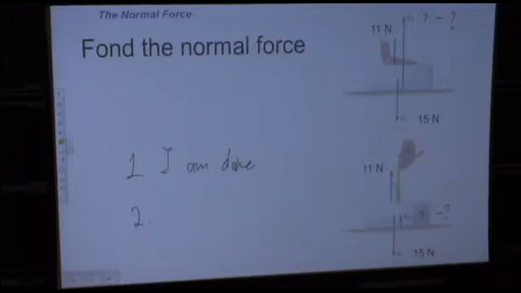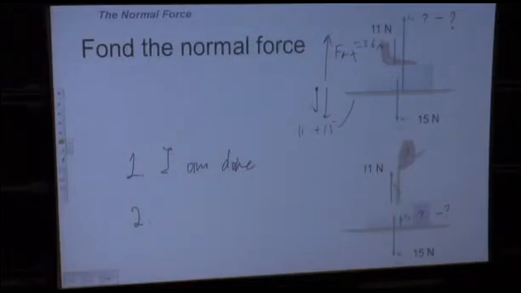This is a standard equilibrium situation. In equilibrium, the net force must be equal to 0, which means forces must cancel each other out. So we have two forces pointing down, and one force pointing up must cancel these forces out. That's it. So 11 plus 15 down should be canceled by this force, which means this force must have exactly the same magnitude, which is supposed to be equal to 26 newtons, right?